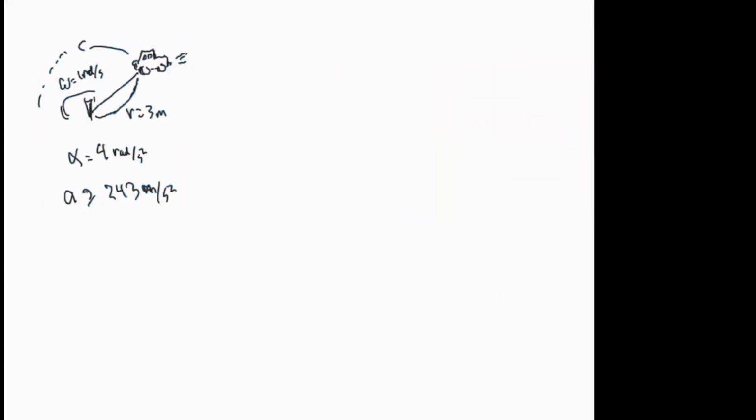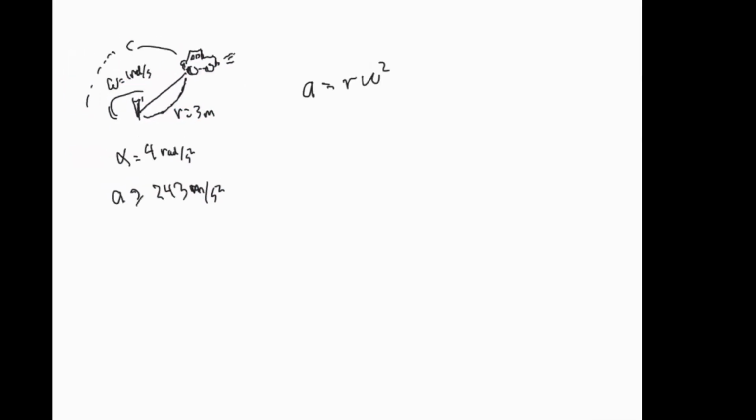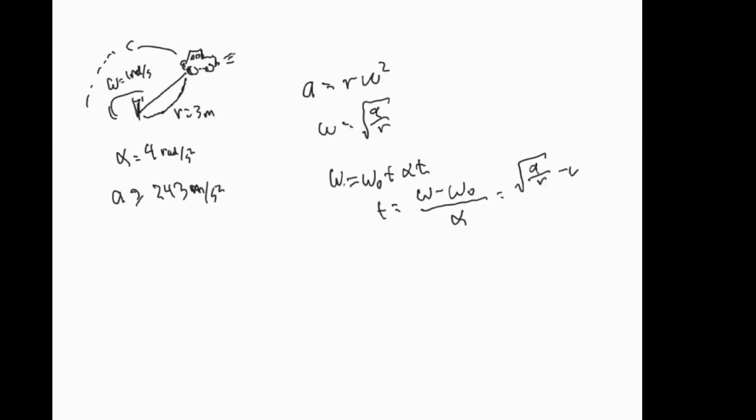So if we go back to our formula for centripetal acceleration, the acceleration is r omega squared, right? So the key is to realize here, when will the string break? Well, the string will break when omega reaches square root of a over r. And when will omega reach this point? Well, we have the kinematic equation omega is omega 0 plus alpha t. So our t will be omega minus omega 0 over alpha. Or we can substitute in this.